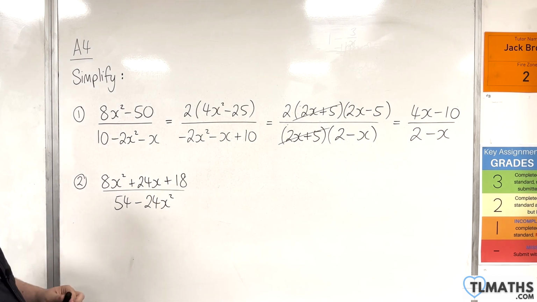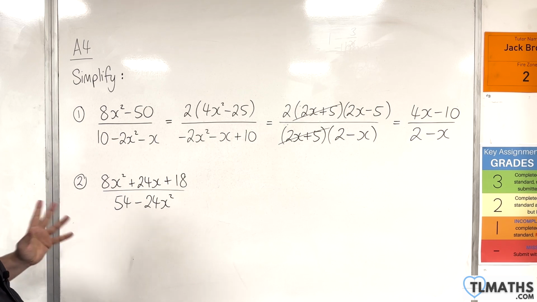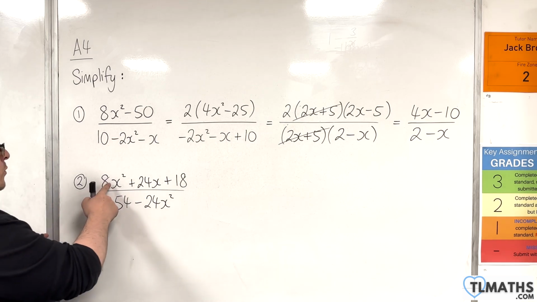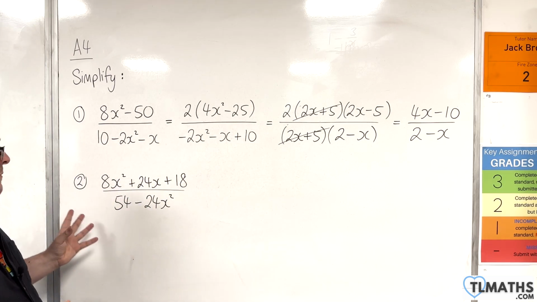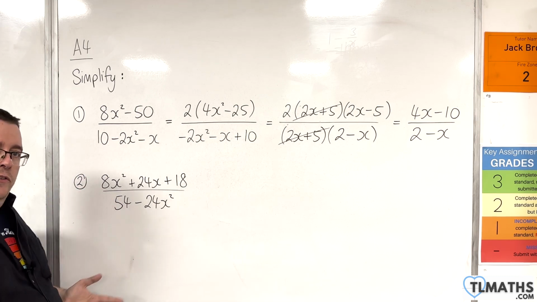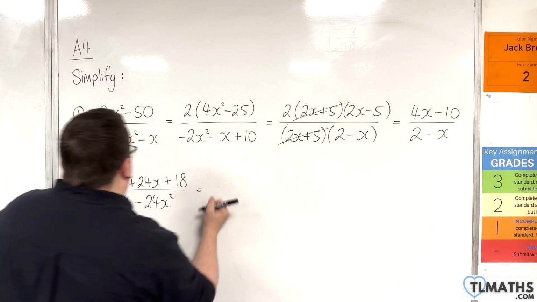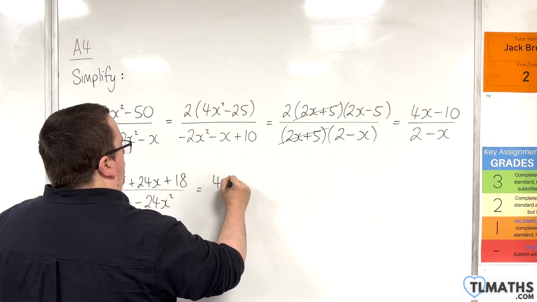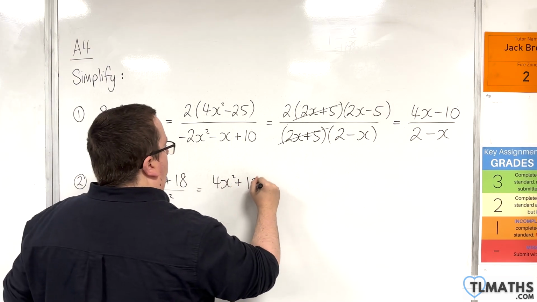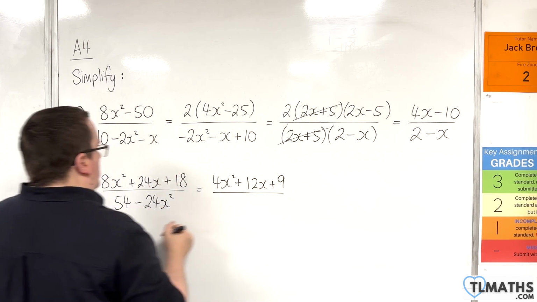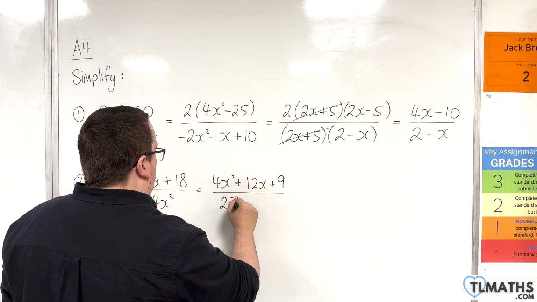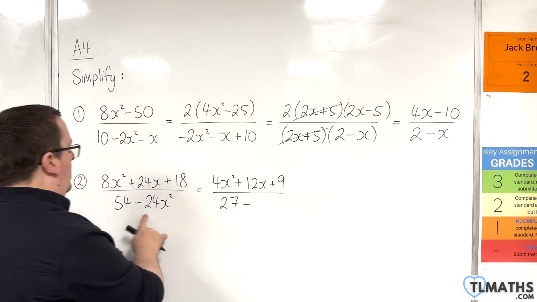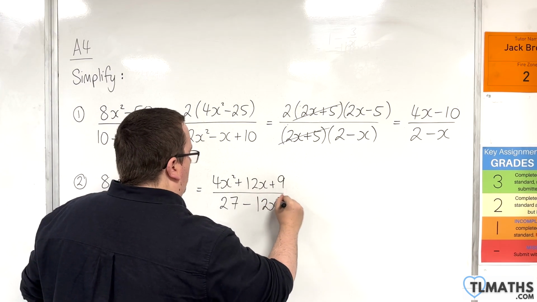Now the second one. So the second one actually has a property where all of the terms in the numerator and denominator are all even. So I could divide through everything by 2 first. That would make my life easier. So I'm going to do that. So we're going to get 4x squared plus 12x plus 9 over 54 divided by 2 is 27. So 27 take away 12x squared.